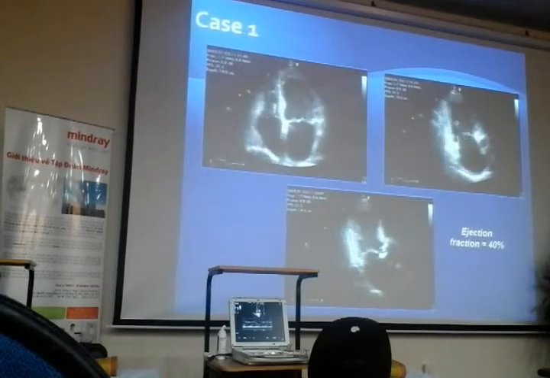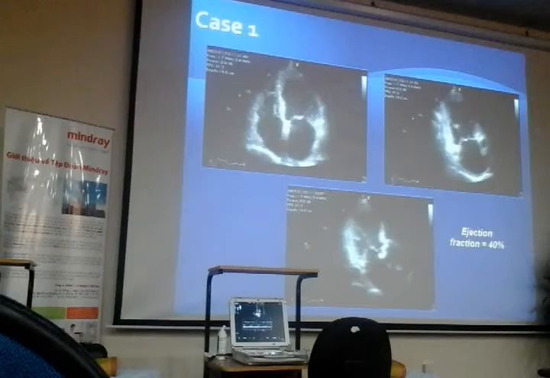So the question became, in the setting of an ejection fraction of 40%, is this really true severe aortic stenosis?